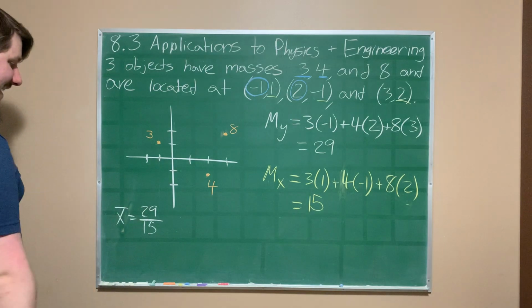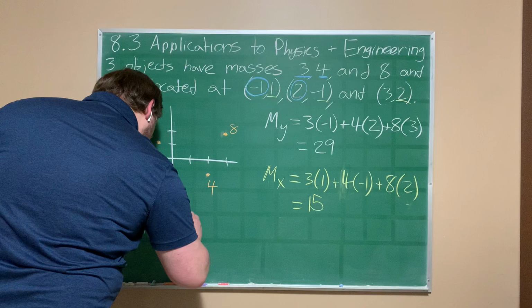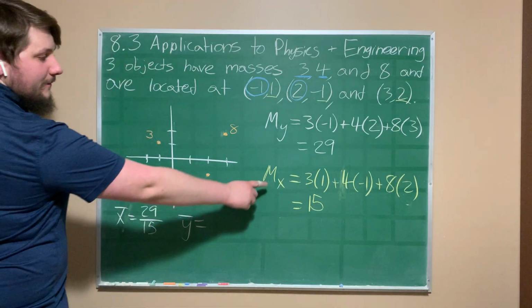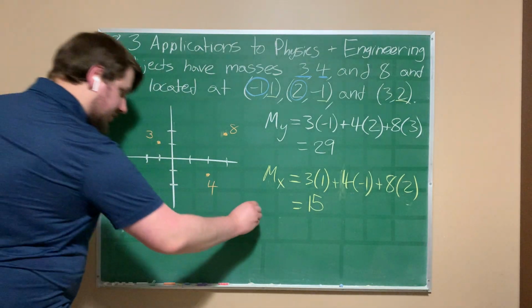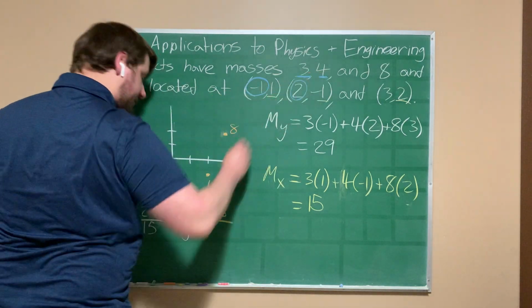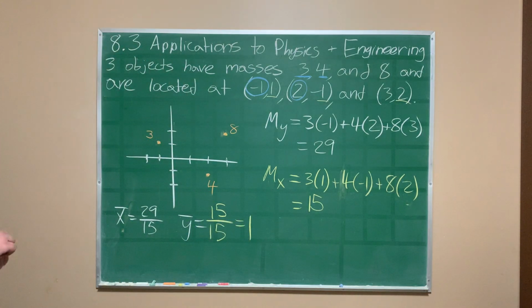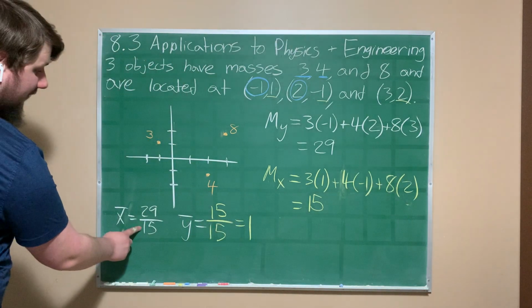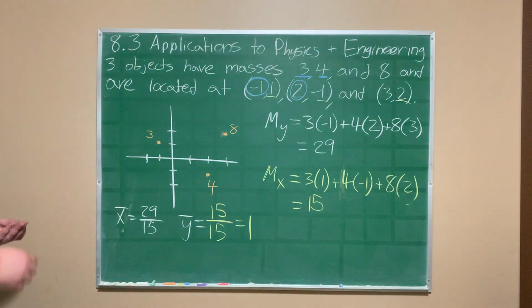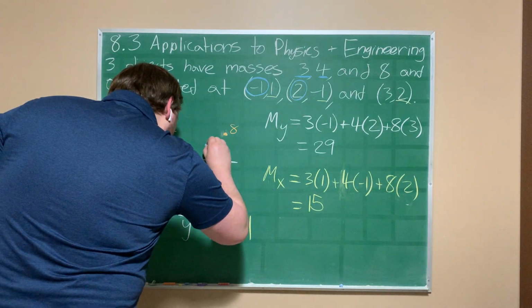So we get 29/15 for our x value, and then our y bar value can be found by taking the moment with respect to x, which is 15, and dividing by the total amount of mass in the system, which is also 15. So y bar is equal to 1 here. So the coordinates (29/15, 1) are going to be the center of mass of this system. 29/15 is just shy of 2. So we're looking at a point that's right about here.